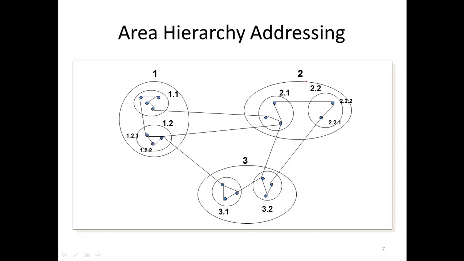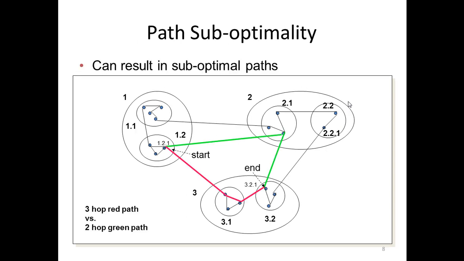So you see that this is a kind of area hierarchy addressing, or you can say hierarchical area addressing, where you have area 1, area 2, and area 3. Area 1 has further 1.1 and 1.2, and then 1.1.2 and 1.2.2. Similarly, area 3 has two further areas, and area 2 has two big areas, and in this area 2 you have two further areas, 2.2.1 and 2.2.2. So you can see that you have divided your areas into sub areas, and sub areas as well.